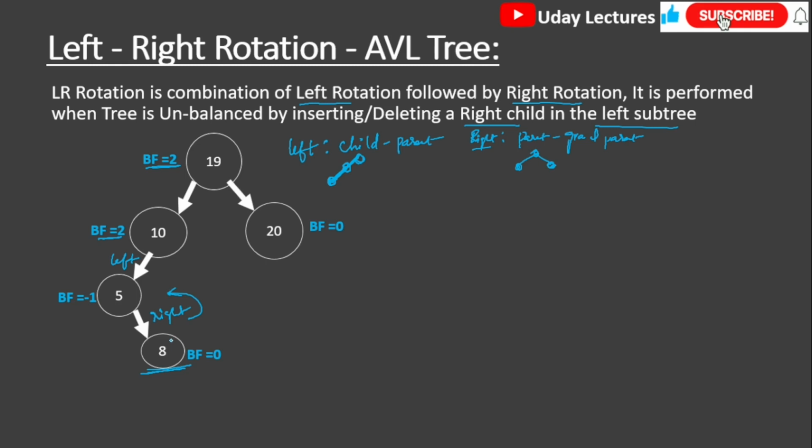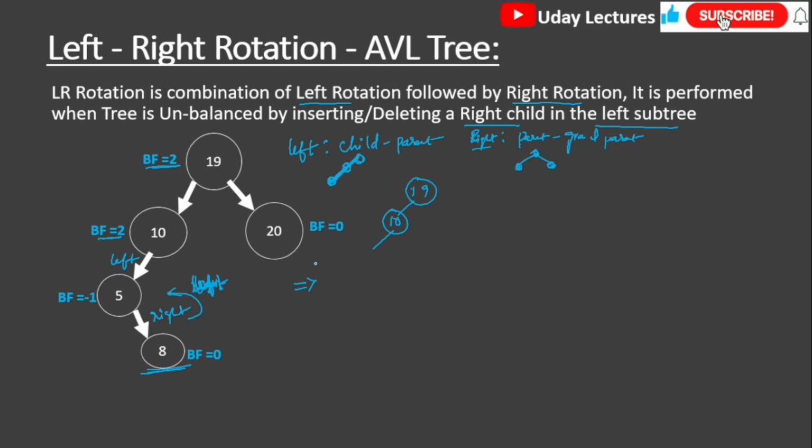So now we will first perform the rotation between these particular nodes, which are the child node and parent node. The rotation that we are going to perform is left rotation. My apologies, so first we have to perform left rotation. After performing this rotation, the tree would change into this. 19 stays as it is, 10 stays as it is, and we have performed a left rotation between 5 and 8.